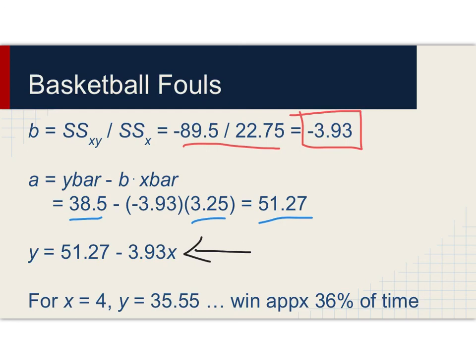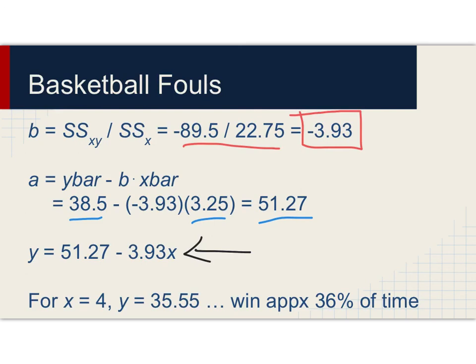Now notice that it's not perfect. It's predicting that if you and your opponent foul the same number of times, that you will win 51.27% of the time. And that's not realistic. I mean, common sense is if you have fouled the same number of times as your opponent, it should be equal. It's not, and that's part of the roughness of modeling in this way.